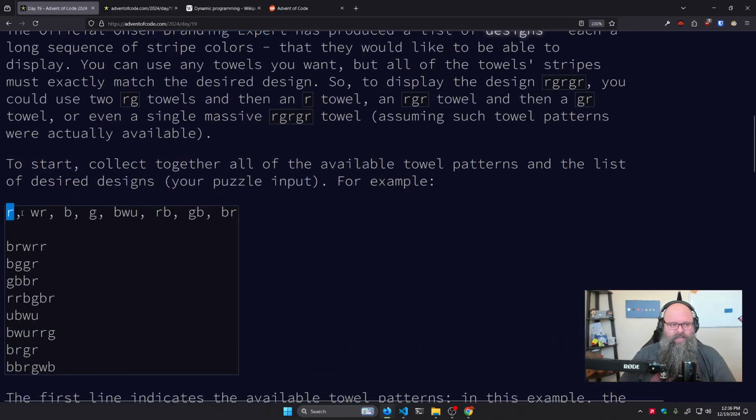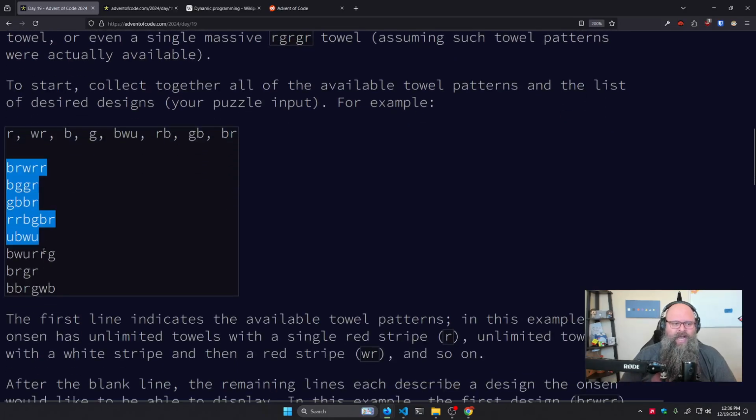So here's all the little design pieces that are allowed right here. These are the different color combinations that are allowed. And then here's all the towels. Essentially the question it's asking is, can you make this string from one or more of these patterns combined, right? So you can imagine that for this one you could say, oh, I can do BR right here, and then I can do WR right here, and then I can do R right here to get BRWRR. That's what it's asking you to do.